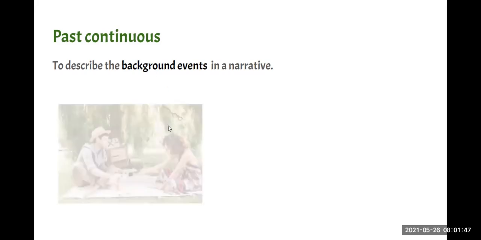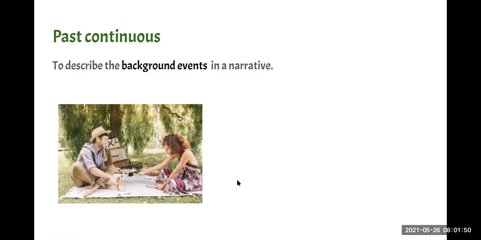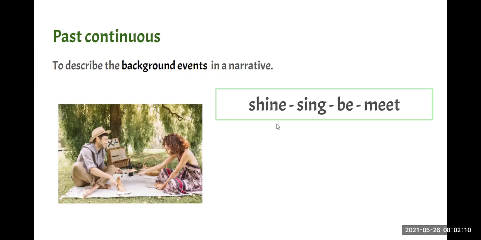Let's check an example. What are they doing here? Where are they? What do you think? They were having a picnic. Okay. They are talking at the same time. They are talking. Okay. Very good. So we are going to use these verbs in our story. Okay. Here we have shine, sing, be, and meet.